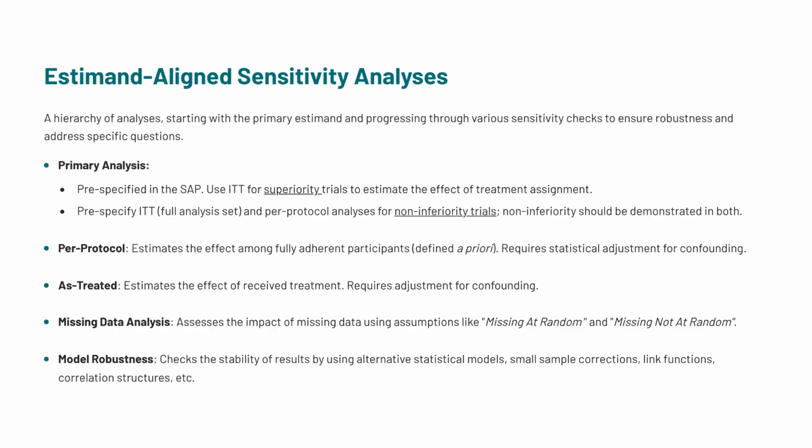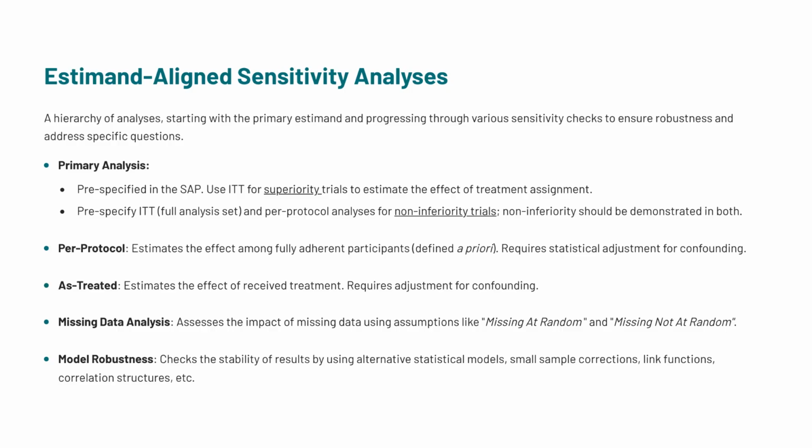Missing data analyses assess sensitivity to unverifiable assumptions. Compare missing at random and missing not at random using multiple imputation, inverse probability weighting, and simple tipping point analyses to show how conclusions change under alternative mechanisms. Finally, model robustness keeps the estimand fixed while stress testing the estimator. Vary link functions, working correlation structures for cluster data, and apply small sample corrections when there is a small number of participating clusters.